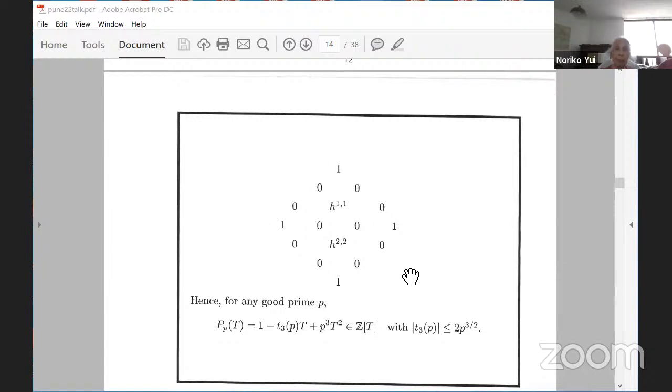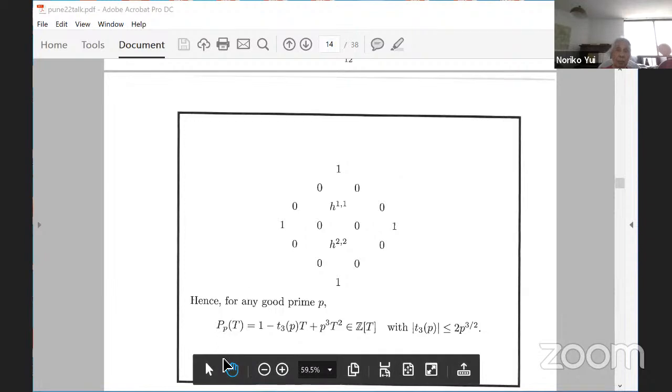So these rigid ones are really a generalization of elliptic curves, because the characteristic polynomial for T3 is a degree 2 polynomial, just 1 minus T3P T plus P cubed T squared, where T3P is bounded by twice P to the 3 over 2, since B3 equals 2. So this looks like the characteristic polynomial of an elliptic curve. For elliptic curves, you have T1, and instead of P cubed, you have just P. So 3 is replaced by 1.